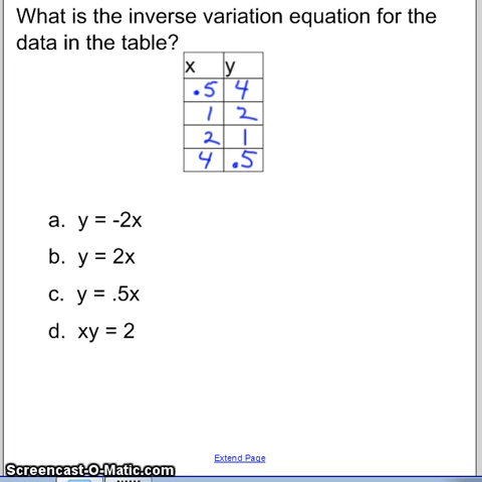And this one says, what is the inverse variation equation for the data in the table? We know that's in the form x times y is equal to a number. So in this case, they all multiply to be equal to 2. 1 times 2 is 2, 2 times 1 is 2, even 0.5 times 4 is 2, and 4 times 0.5 is 2. So it's going to be xy equals 2.